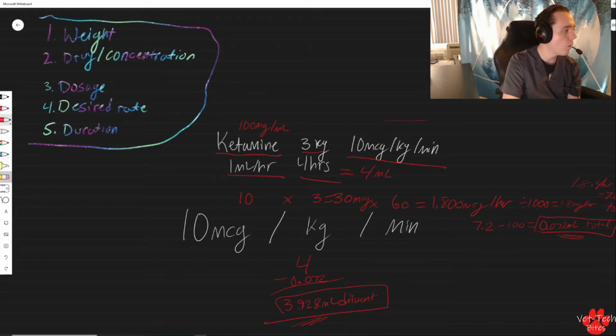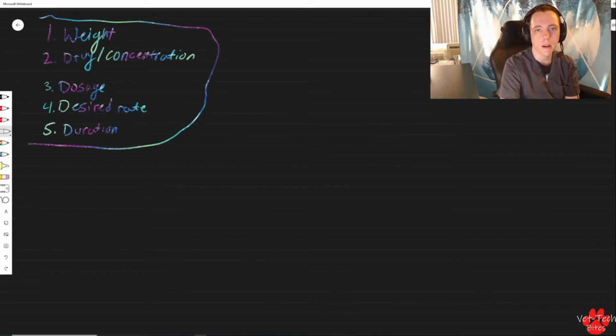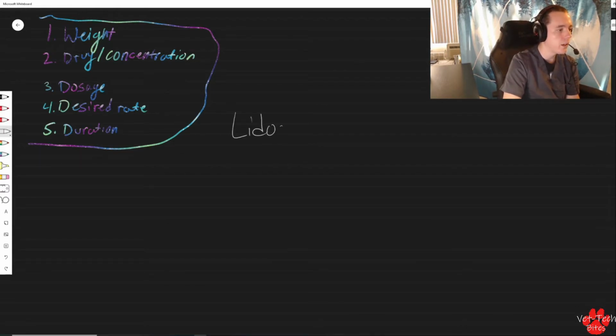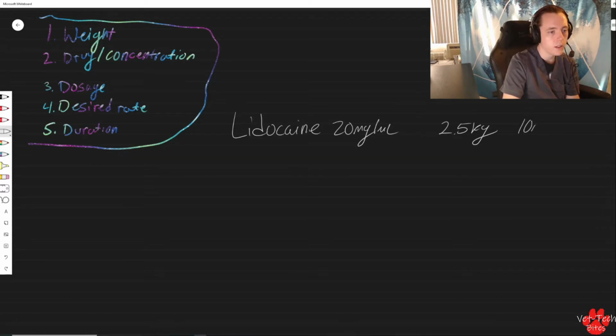Alright, now let's do one more. Alright, so next up, let's do a Lidocaine CRI, right? But again, small patient, so we're going to have to dilute it. So we are going to be doing Lidocaine, which is 20 mg per mL, to get our 2.5 kg patient a total of 10 micrograms per kg per minute. And again, they're really small, so we're going to want to run it at 1 mL per hour.